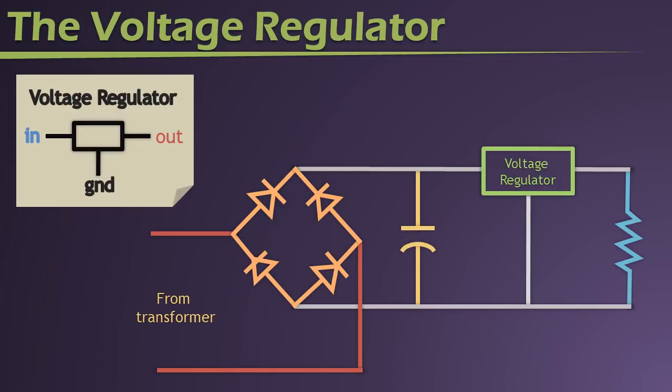Now they make low dropout voltage regulators, or LDOs as they're called, and these might have dropout voltages of maybe a volt or half a volt. So you could have a voltage across your capacitor that's much closer to the voltage you expect on the output of your regulator across your load. But those are a little more expensive, but they're pretty widely used.